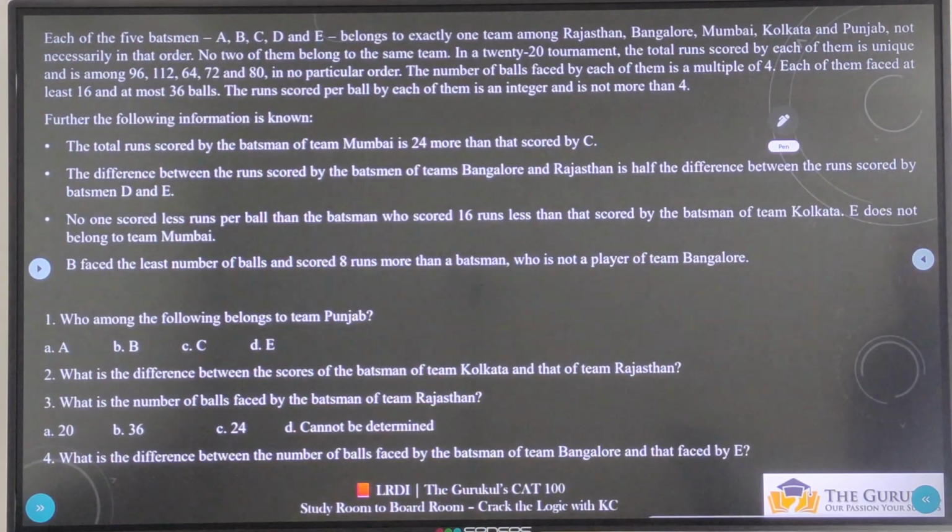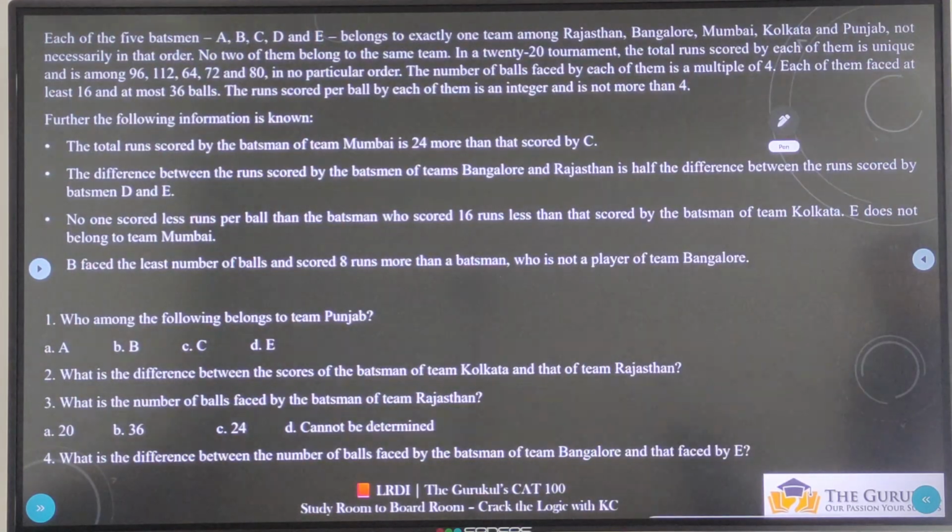In a T20 tournament, the total runs scored by each of them is unique and is among 96, 112, 64, 72 and 80 in no particular order. The number of balls faced by each of them is a multiple of 4, and each of them faced at least 16 and at most 36 balls. The runs scored per ball by each of them is an integer and not more than 4.